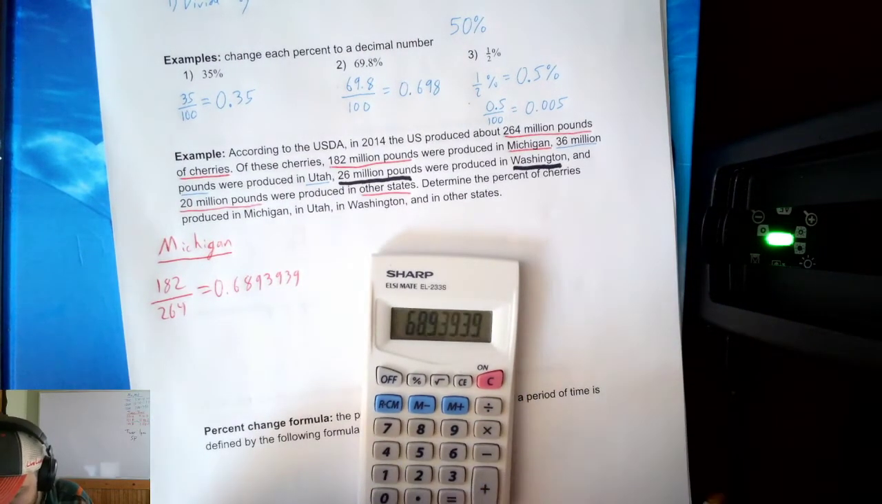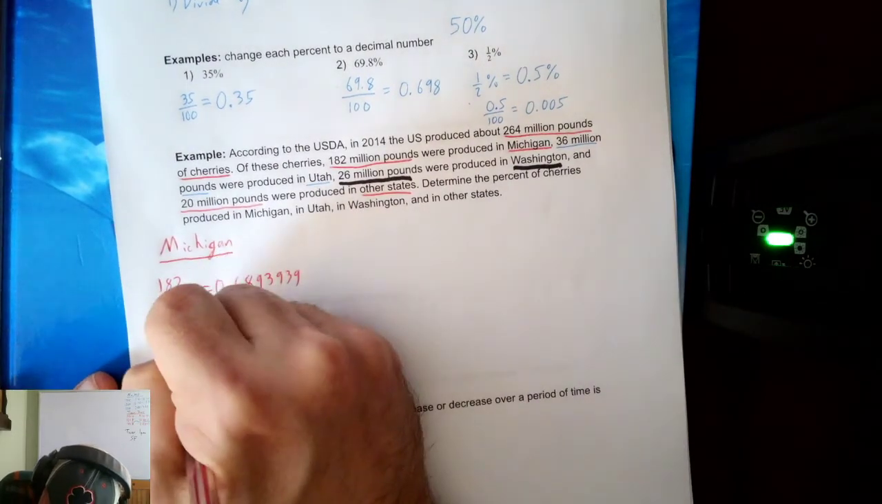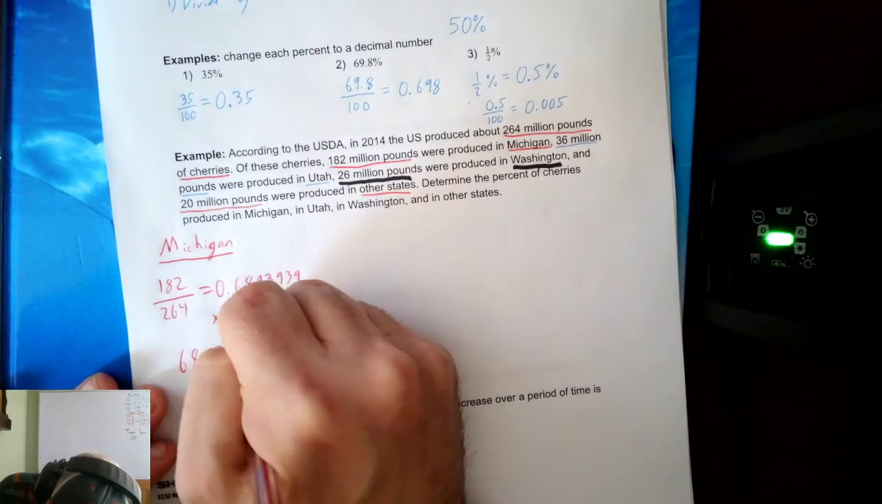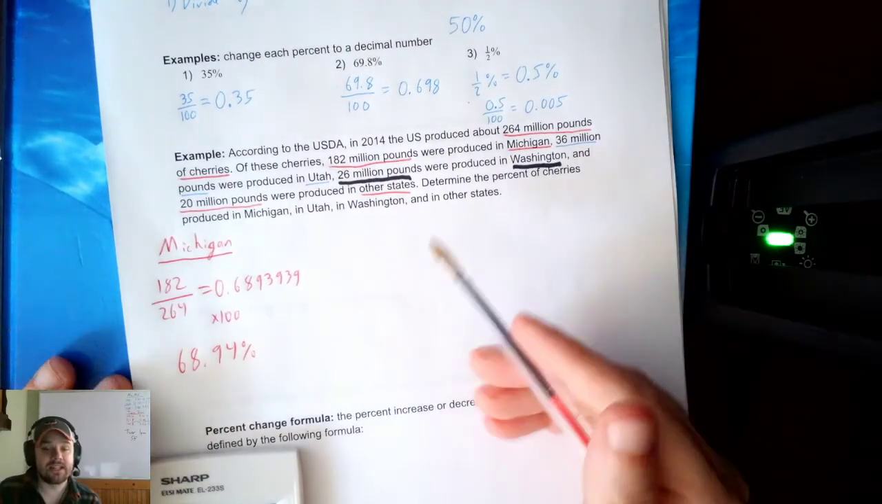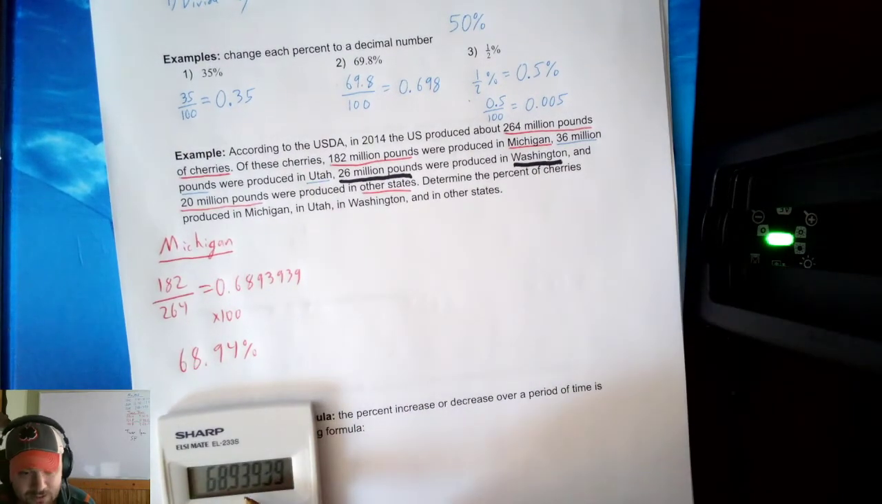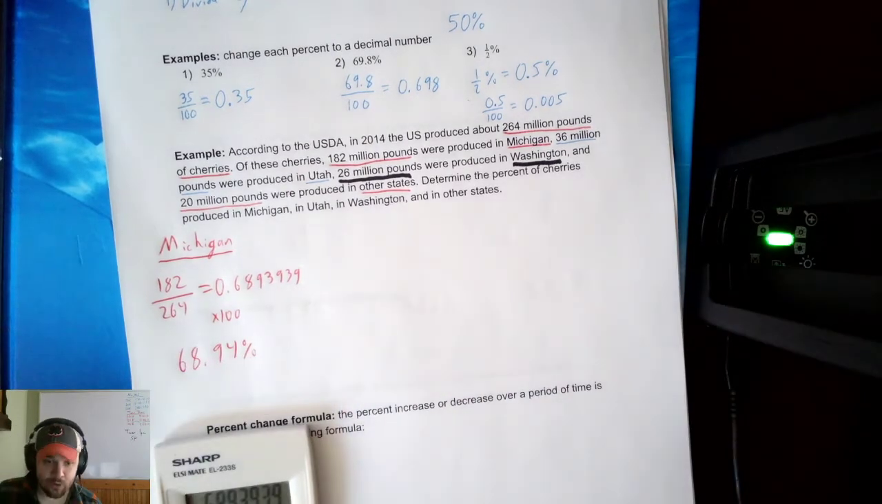I've got to multiply that by 100, so I multiply by 100. That gives me 68.9, and I'm going to round to 2 decimal places. The question doesn't necessarily say so, but if it did, you want to make sure you round your final answer to how many decimal places it says. So I'll round it to 2. 68.94% for Michigan. Now, I wrote a little bit of the algebra here, but we don't need to.